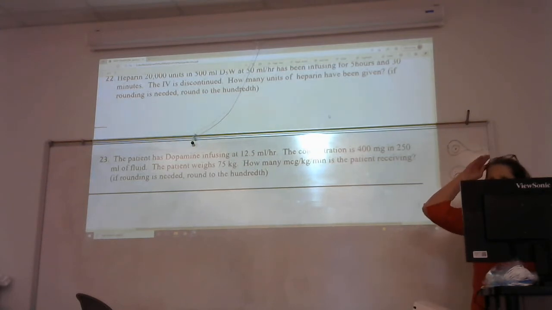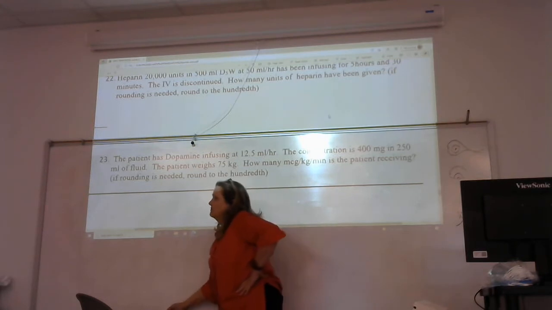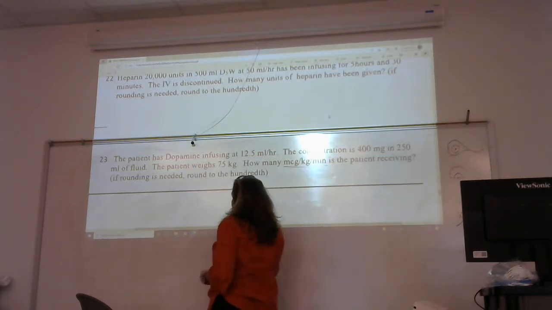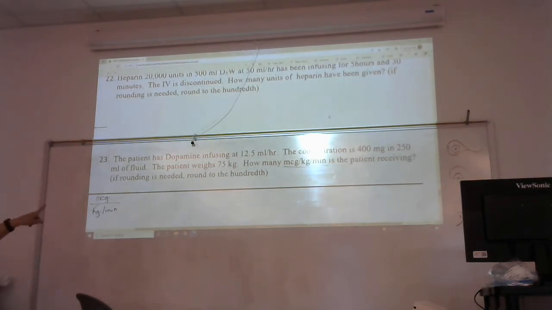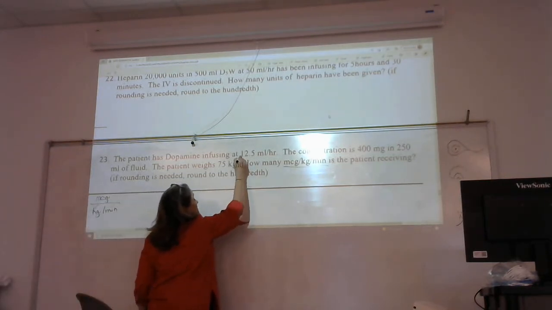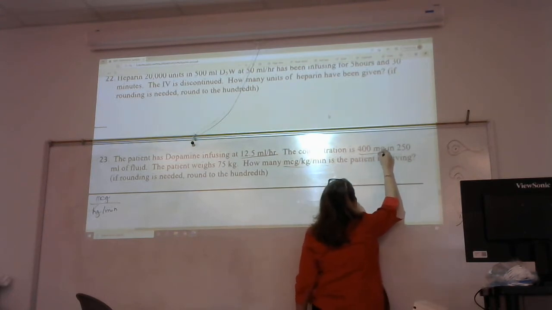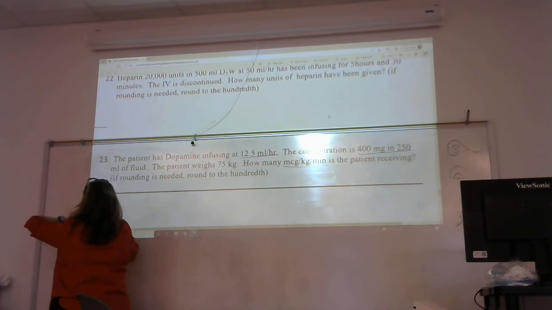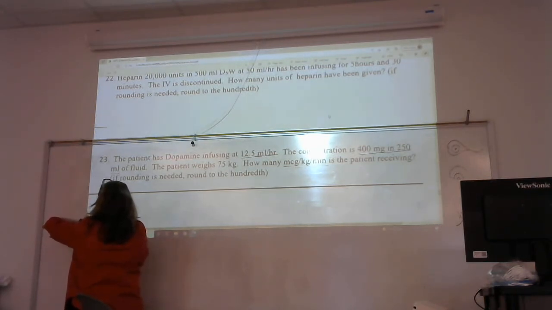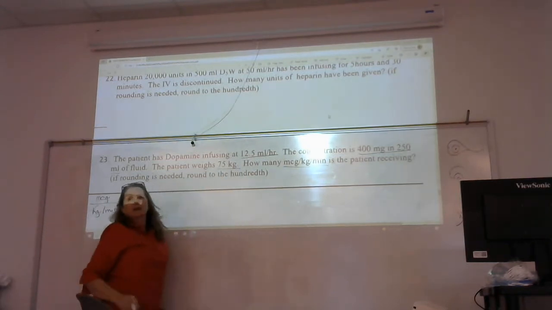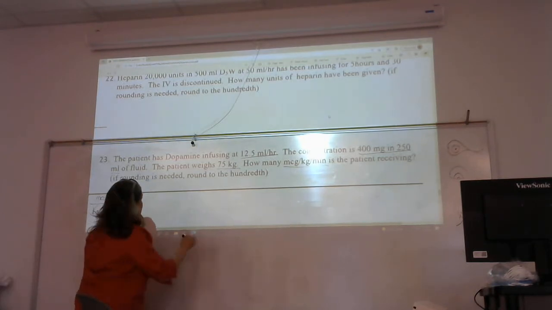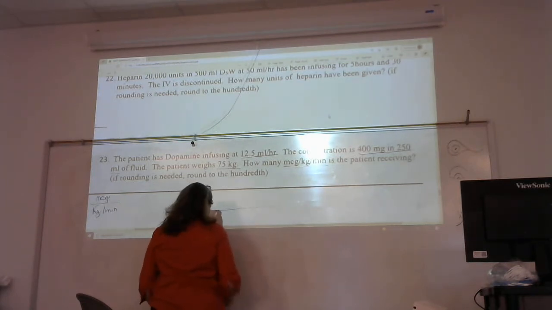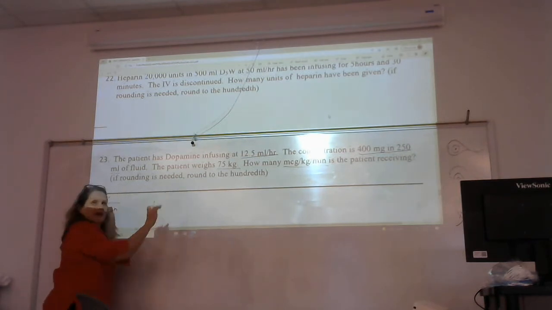So, the hardest thing about this is figuring out what you're looking for, and I have pretty much told you right there. You are looking for micrograms over kilograms per minute. Remember that when you've got three, doubles are always on the bottom. So we know 12.5. We got information here about milligrams in milliliters. And he weighs 75 kilos. I didn't even make you change that from pounds to kilos. Everything's going to go on this little line right here.